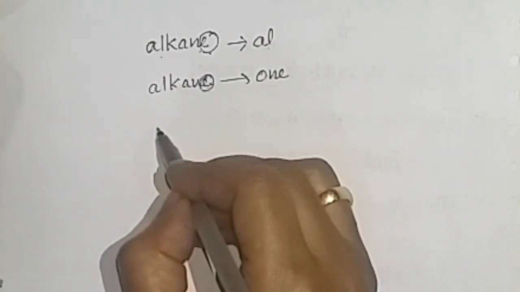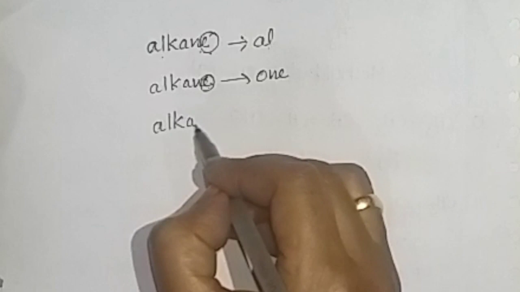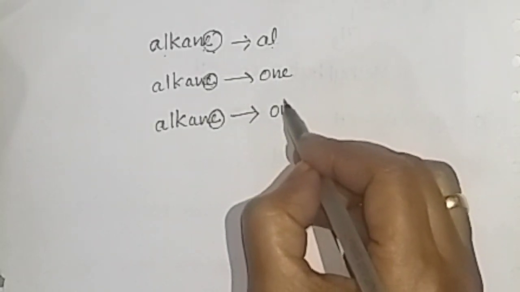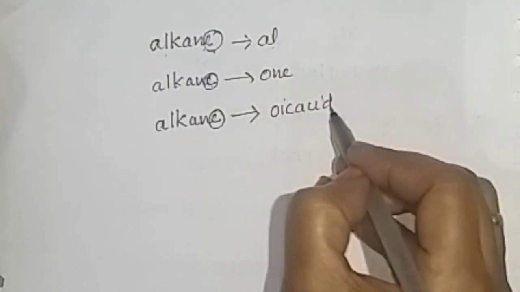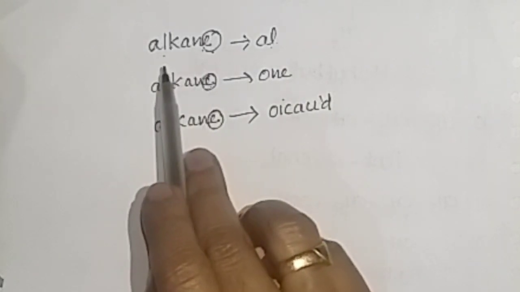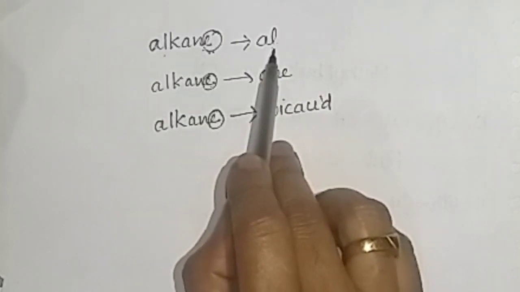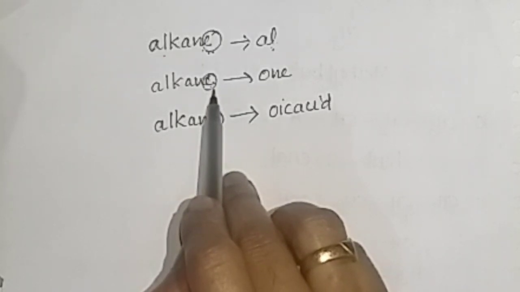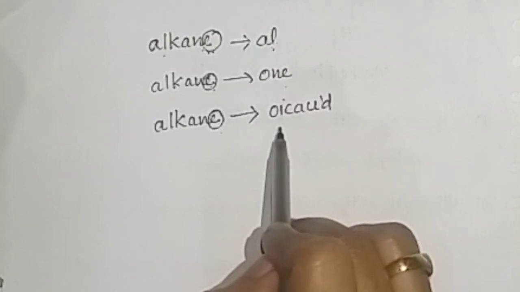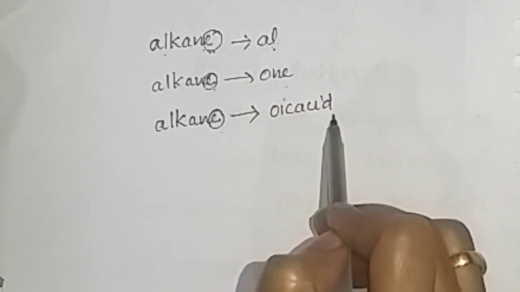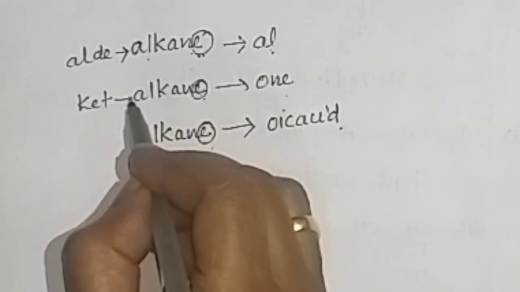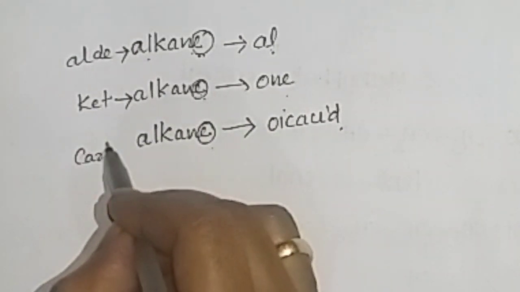Then in the case of carboxylic acid, the parent alkane is taken, then the E is replaced by oic acid. Then we get the corresponding name of the carboxylic acid. So in the case of aldehydes, E is replaced by al. In the case of ketone, E is replaced by one. In the case of carboxylic acid, E is replaced by oic acid. This is for aldehyde, this is for ketones, this is for carboxylic acid.